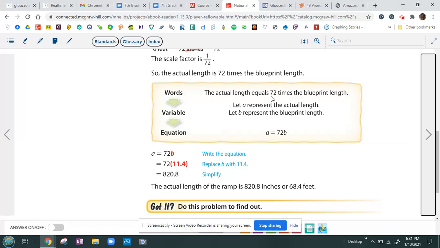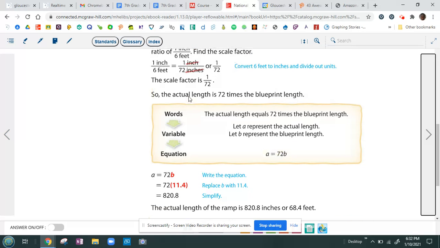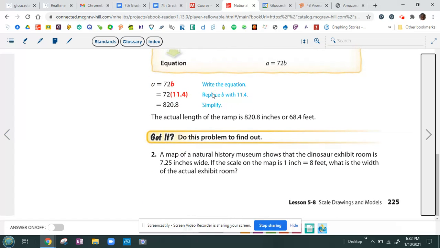So the actual length, which is A, and the blueprint length, which is B, we know that the actual length is always 72 times bigger than the blueprint length. And we found that multiplier by changing it into a scale factor from a scale. You can choose the way you want to do it right here. Try that one and see how you do.